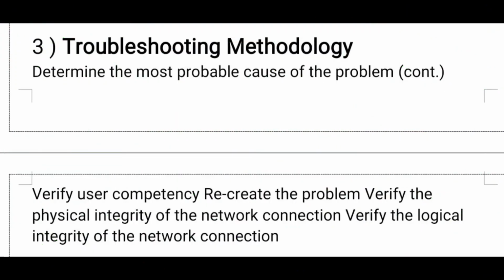Our third point is troubleshooting methodology 2. Determine the most probable cause of the problem. Verify user competency, recreate the problem. Verify the physical integrity of the network connection. Verify the logical integrity of the network connection. In this step, first you determine the most probable cause of the problem, then recreate the problem, then verify the physical integrity and logical integrity.